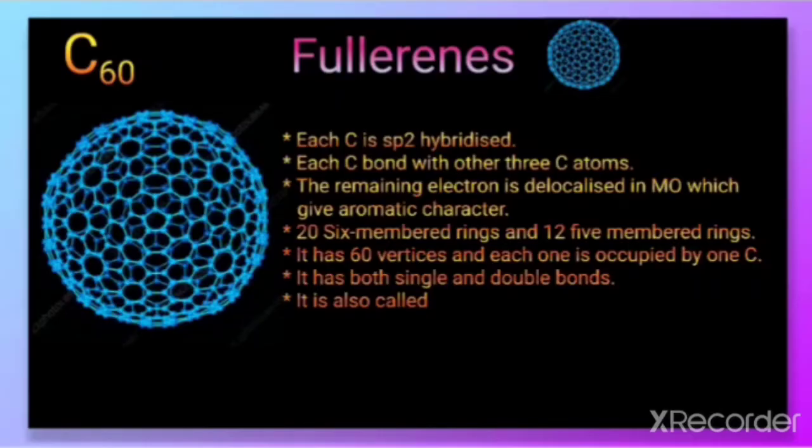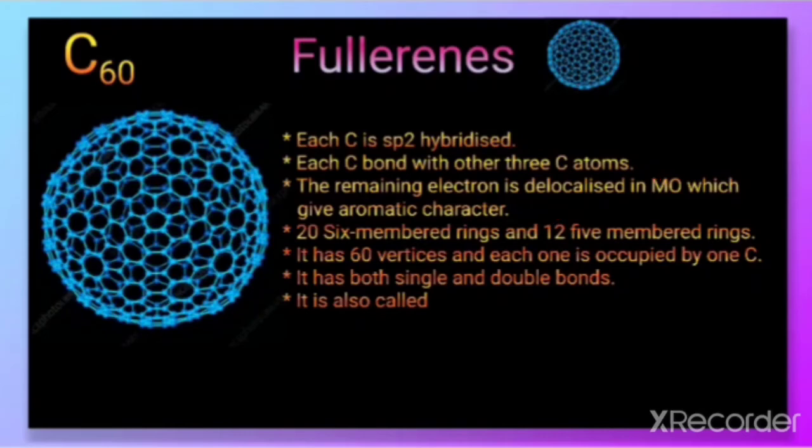From these visuals, we can say that each carbon here is sp2 hybridized, and each carbon bonds with the other 3 carbon atoms as seen in the images, and the remaining electron is delocalized in the molecular orbitals, which gives aromatic character. So it shows aromatic character because the remaining electrons get delocalized in the molecular orbitals.